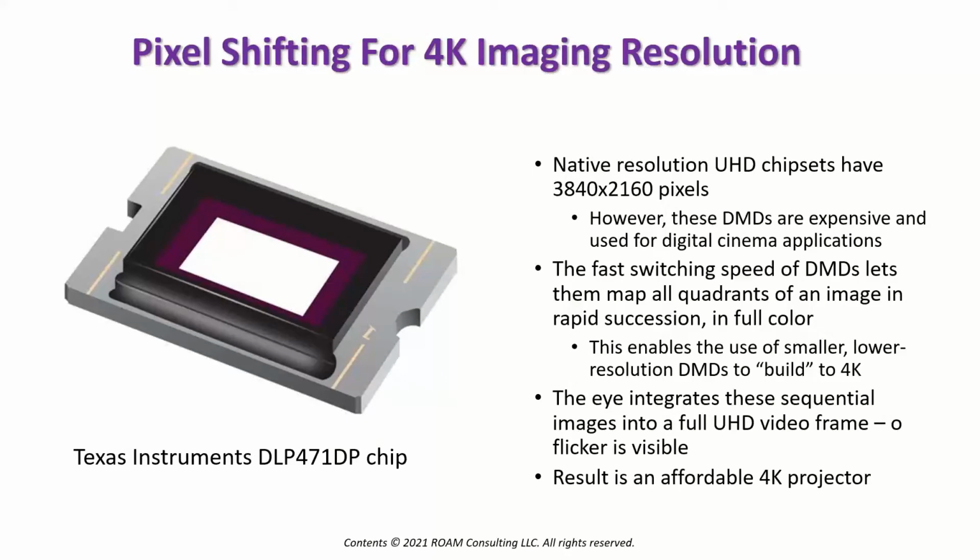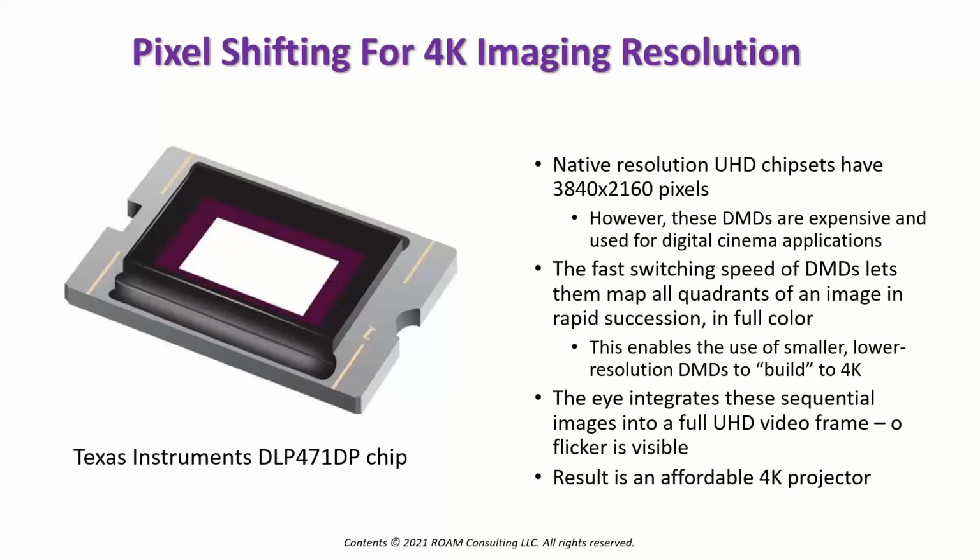Now, this is something that I know people find confusing, but it is a very effective way to get to 4K or Ultra HD resolution, but you don't need to have a 4K or Ultra HD imaging chip to do it. So the native resolution chipsets will have 3840 by 2160 or 4096 by 2160, but they're quite expensive and they're used for digital cinema. But DLP chips, which are actually called digital micromirror devices, have little tiny mirrors that tilt back and forth at a pretty narrow angle, and they can move at incredibly fast speeds from on to off.